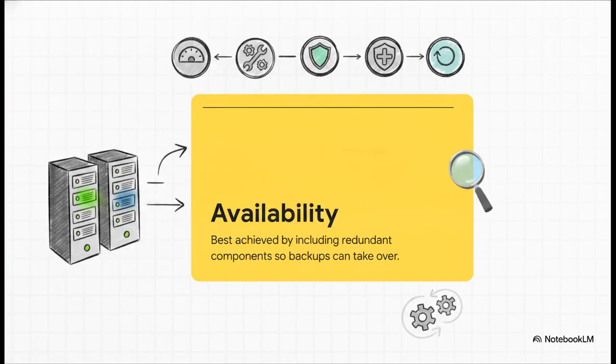Finally, availability, making sure the system doesn't just go down. This is best achieved by including redundant components. Basically, if one component fails, the redundant backup immediately takes over, keeping the whole system online. This also allows you to run updates on components without having to stop the entire program. So, just to quickly recap all 5 of our non-functional traits, we have performance, maintainability, security, safety, and availability.